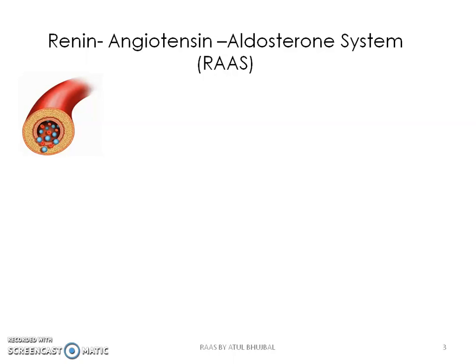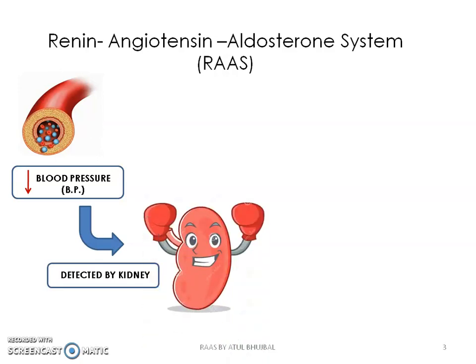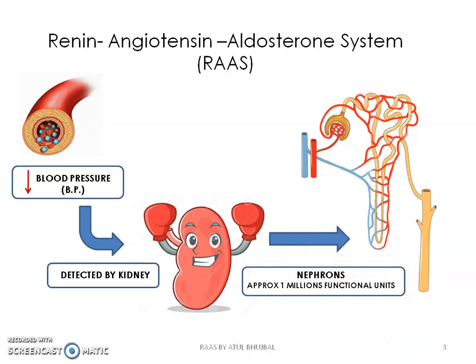First of all, we study the blood pressure. Blood pressure is the pressure exerted by the blood on the walls of blood vessels. Due to some circumstances, this blood pressure goes down, which is called hypotension. In this hypotensive phase, all organs are supplied with low blood pressure, but the kidney has the ability to detect this low blood pressure because the kidney has functional units called nephrons. Approximately 1 million nephrons are present in each kidney.